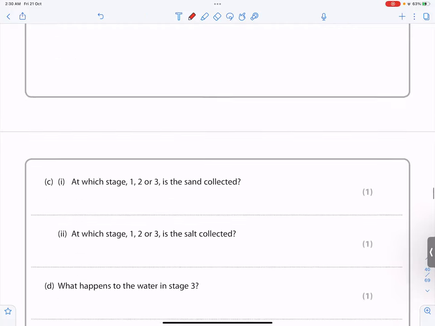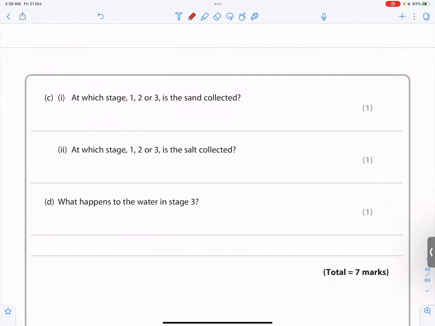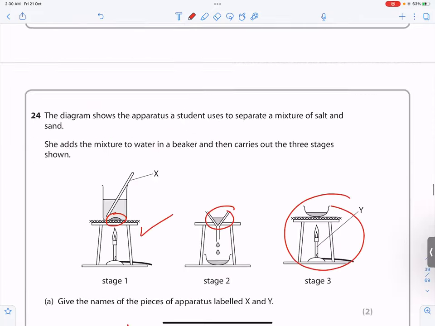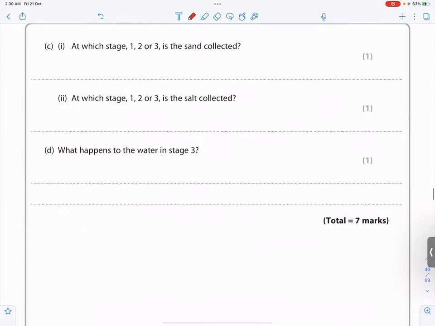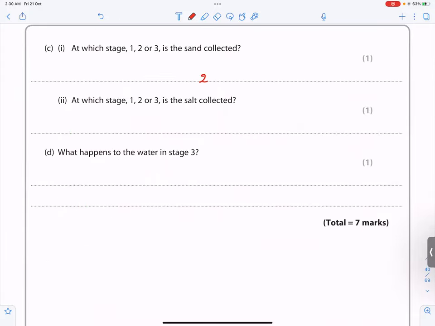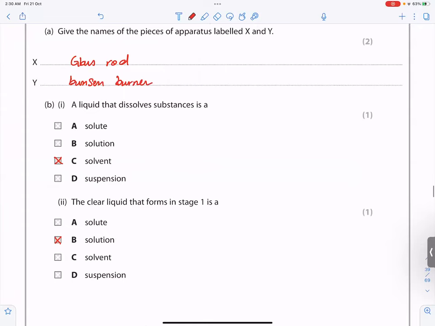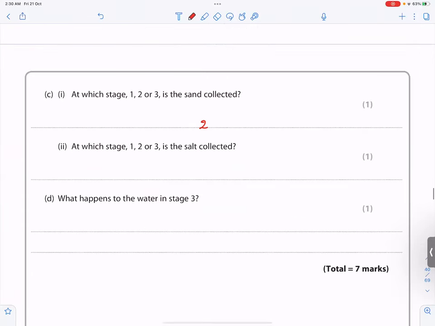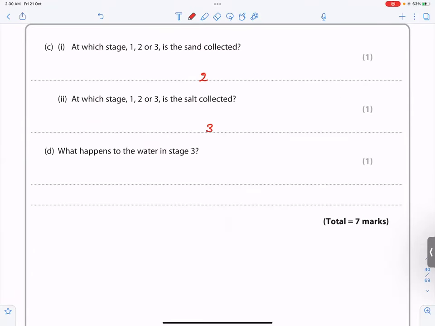Question B, a liquid that dissolves substance is, طبعا اسمه solvent, and the clear liquid that forms اسمه solution. At which stage 1, 2, or 3 is the sand collected? We have normal filtration, يبقى stage 2. At which stage 1, 2, or 3 is the salt collected? We have normal crystallization, اللي هو stage 3. What happened to water in stage 3? Water is evaporated.